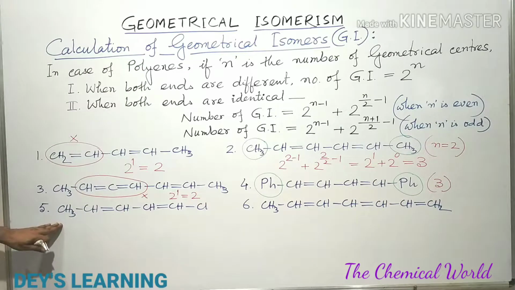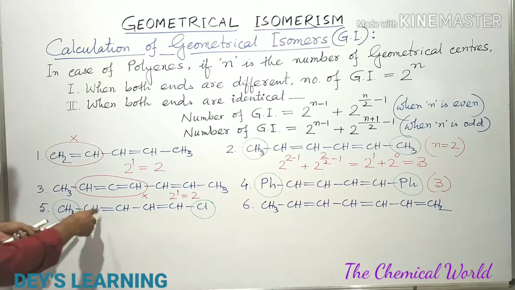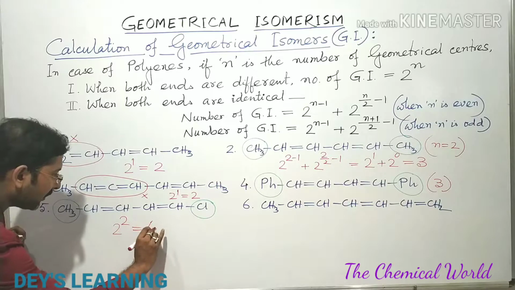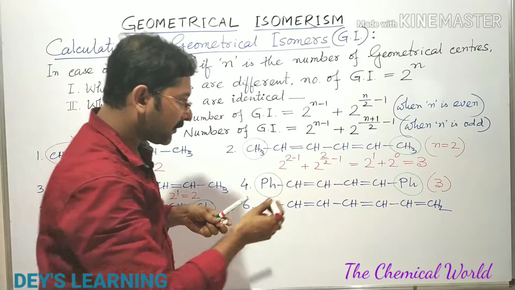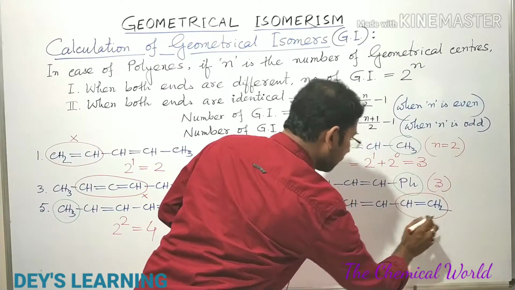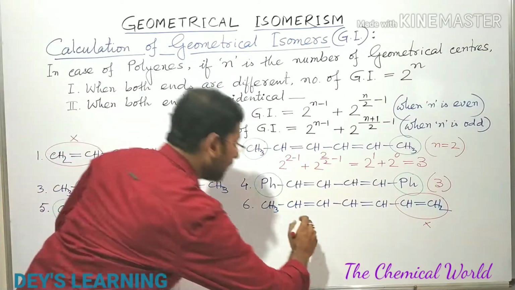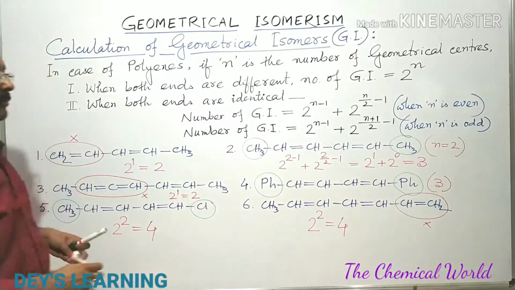In case of compound 5, importantly, look at here. These two ends are different. Here it is CH3, here it is Cl. So 2 geometrical centers are there. So 2 to the power 2, this is 4 geometrical isomers are possible for compound 5. In case of compound 6, this is not a geometrical center because 2 hydrogens are identical. This is not a geometrical center. These two are geometrical centers. 2 ends are different. So 2 to the power 2, this is 4 geometrical isomers are possible for this compound.